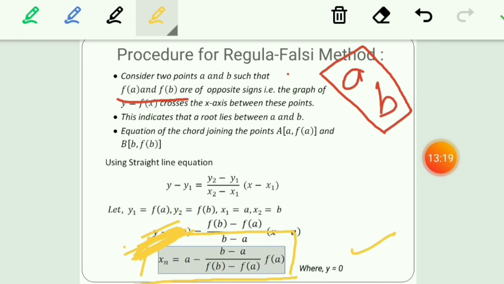So what we have to do? First we have to check the values of a and b by random check, and once we get the values of a and b, we have to use this equation directly, and then find the values of x1, x2, x3, up to when we get our required answer.